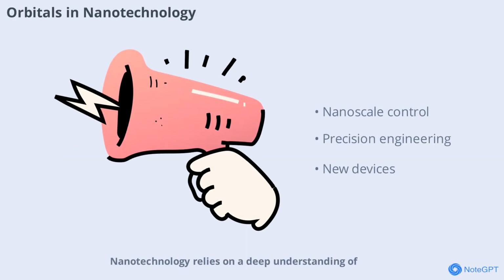Nanotechnology relies on a deep understanding of atomic orbitals to manipulate matter at the nanoscale. By controlling the arrangement of atoms and electrons, scientists can build new materials and devices with unprecedented precision and functionality.